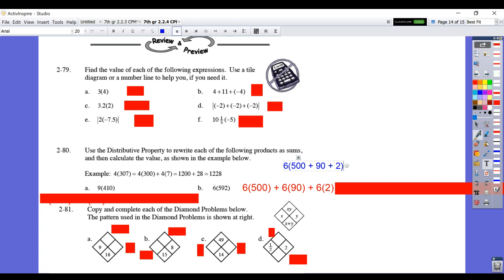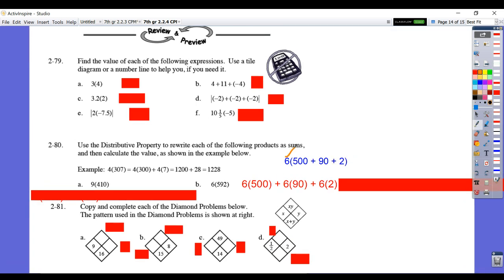then distributive property tells us to take the 6 times the 500. In other words, distribute the 6 to the 500, and then the 6 times the 90, distribute the 6 to the 90, and then the 6 times the 2. So that's what they mean by doing the rewrite as a product of sums. So you're going to now change this into the sum. And then what is 6 times 500? What is 6 times 90? What is 6 times 2? And what is the final value?